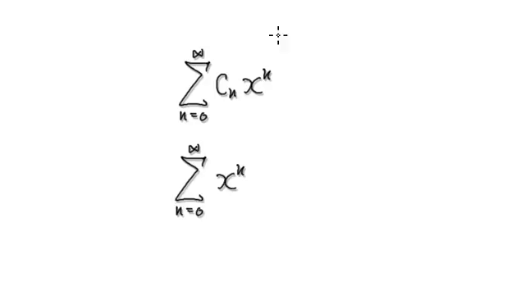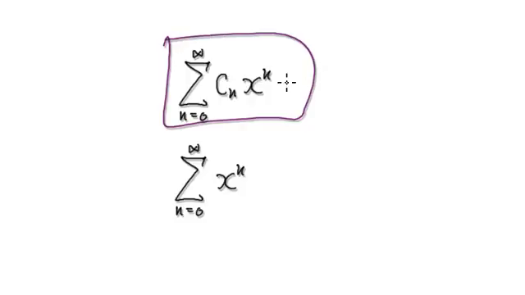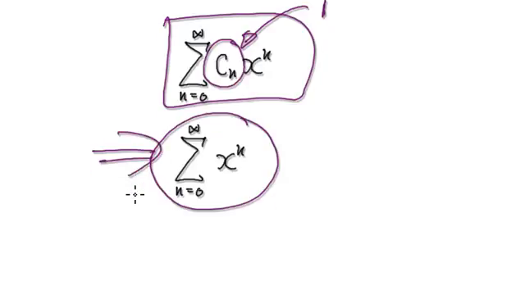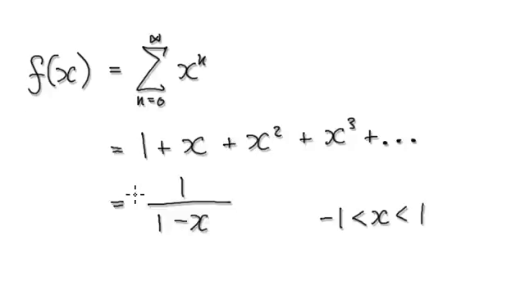So let's go back and have a look at the simple case of the power series. So this is our simple case of the power series. Let's make it even simpler by always making this equal to 1. So let's have a look at this scenario here. So let's define our function to be this series here.